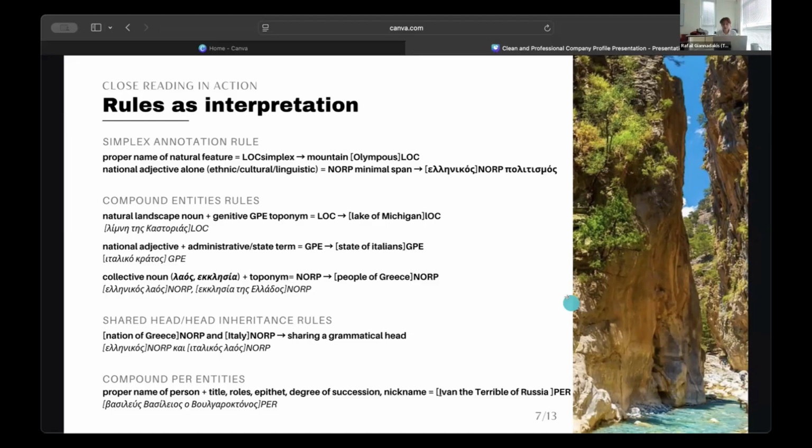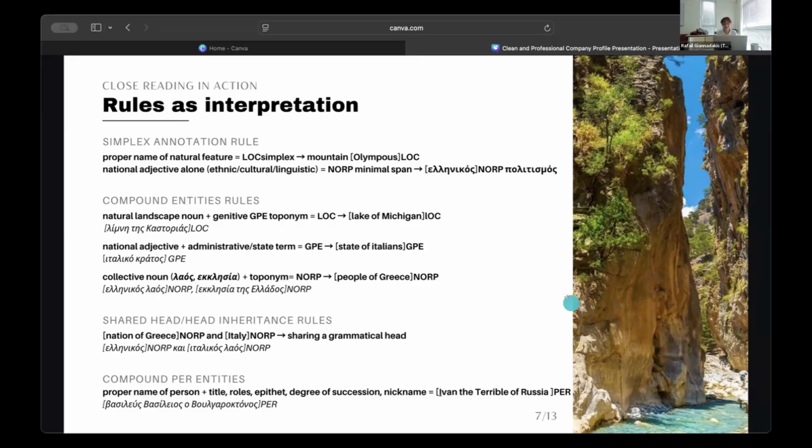When national adjectives combine with an administrative term, for example, Greek state, Elliniko Kratos, this is a GPE. And you can see below the head inheritance rule, which is very important in my schema, and perhaps is the most elegant. When two or more entities share the common head word, that may appear only once, they should share the same label.